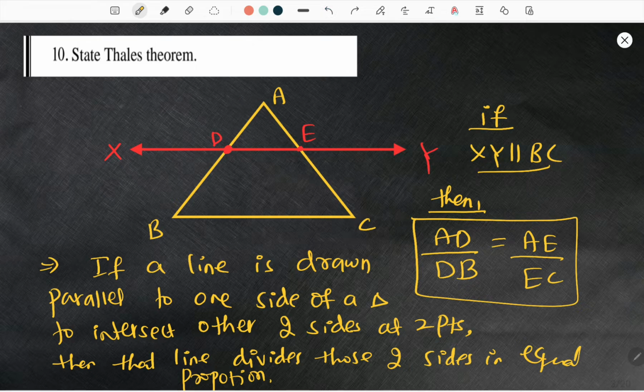All right, I hope the concept is quite clear. So let us read the statement one more time. If a line is drawn parallel to one side of a triangle to intersect the other two sides at 2 points, then that line divides those two sides in equal proportion, that is AD divided by DB equal to AE divided by EC. Quite a simple thing.